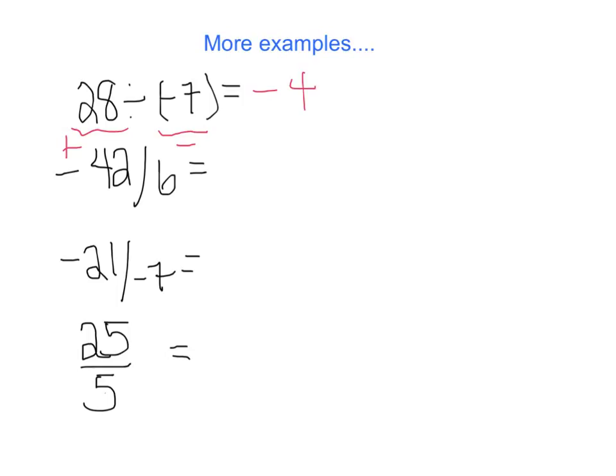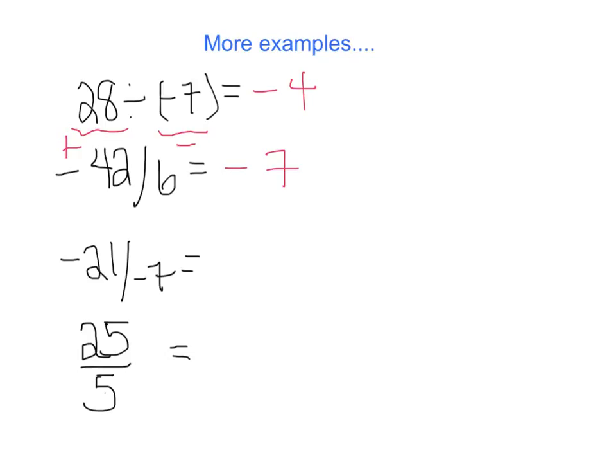Okay, in the next one I have negative 42 divided by 6. Again, at this point we'll probably drop the division symbol and be using something more that looks like a fraction. So negative divided by a positive, I have negative 42 and positive 6, so I know my answer will be a negative. 42 divided by 6 is 7, so my answer is negative 7.